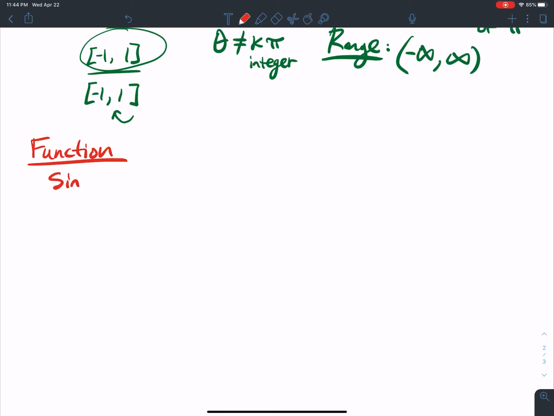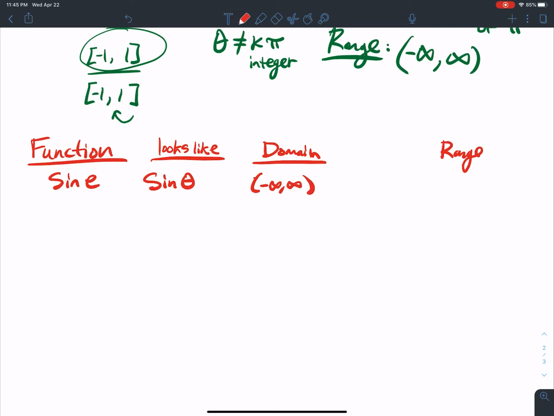Got your sine function. Okay, what is it? It's sine theta. Okay, what it looks like. Sine theta, and then the domain. What's the domain? It's all real numbers, negative infinity to infinity. And then the range. What's the range? It's all real numbers between -1 and +1. Boom, that's the sine function.